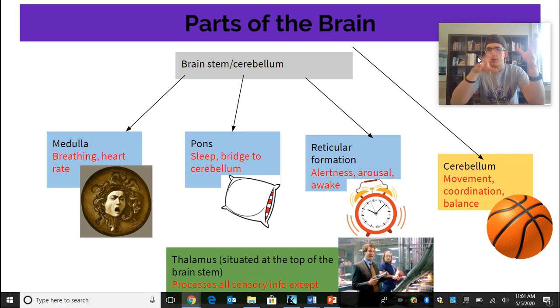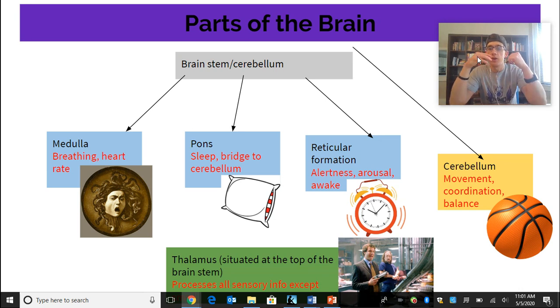The brainstem is the most basic functions. So if you look here, medulla controls breathing and heart rate, right? Everyone needs that to survive. So it's part of the brainstem. Pons does help with sleep a little bit, but it's also a bridge to the cerebellum, so it can coordinate some movements. Reticular formation is alertness and arousal.